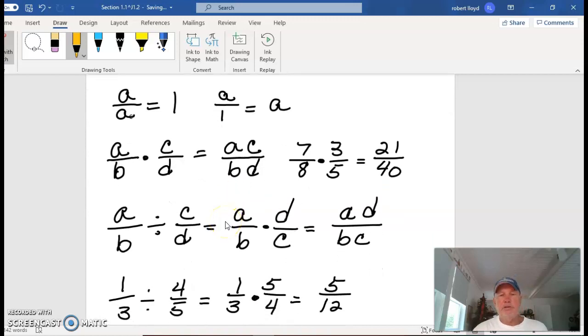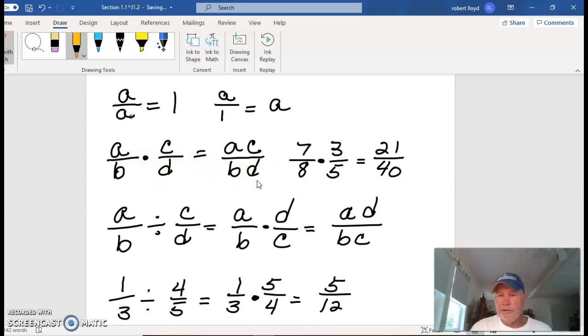Fractions. Any number divided by itself, a divided by a representing any number, will equal 1. And any number divided by 1 is that number. Multiplication of fractions is pretty straightforward. You take the numerator times the numerator. In this case, a times c is ac. Denominator times denominator, b times d is bd.